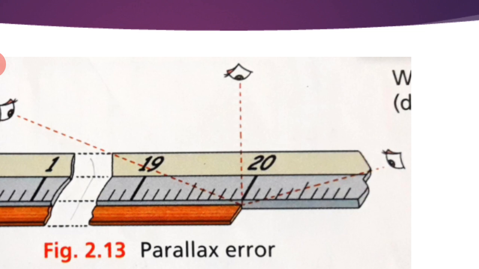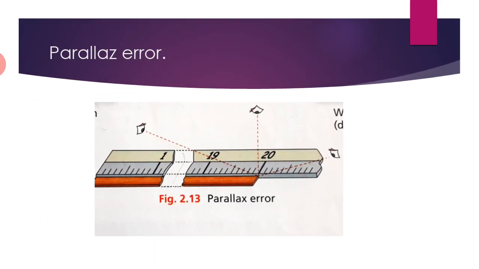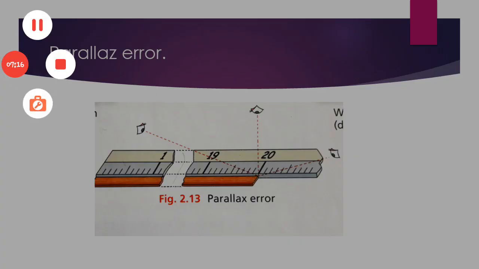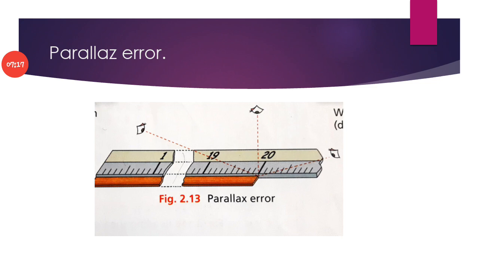So the basic definition of parallax error is an error in a measurement because the eye is not placed in the correct position when taking a reading. Understood? Okay, so this is parallax error. This was a subheading of today's physical quantities and measurement topic.